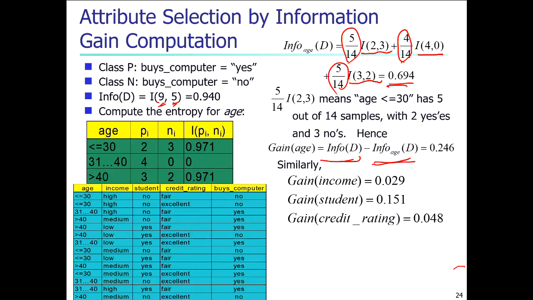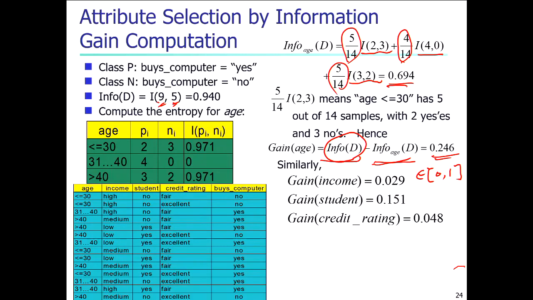And as I said, it is always larger than 0. And since it is the difference of the entropy, this one is always smaller than 1. So actually, this number always lies between 0 and 1, okay? And then you can calculate the information gain for other attributes.